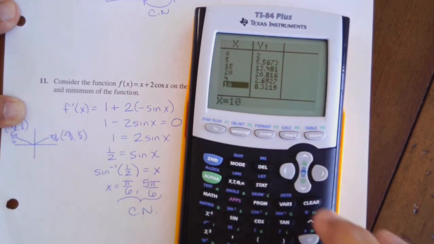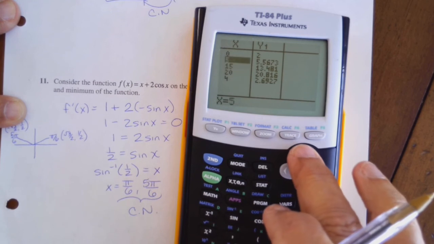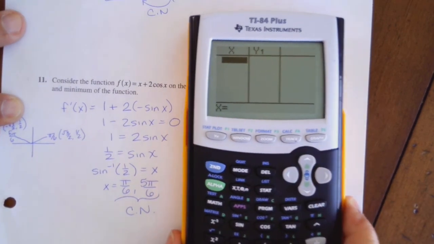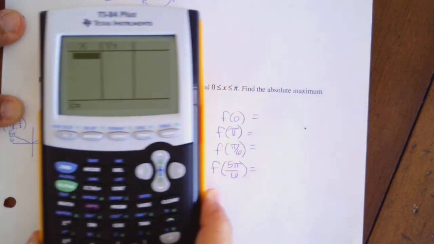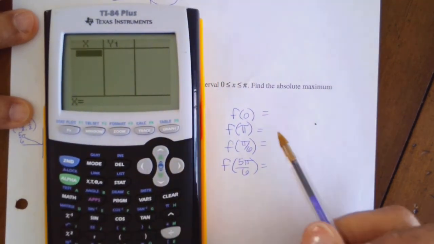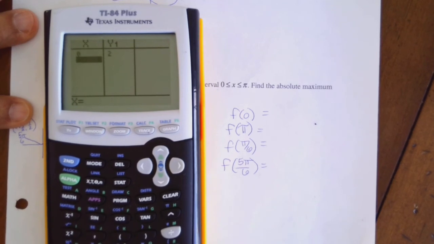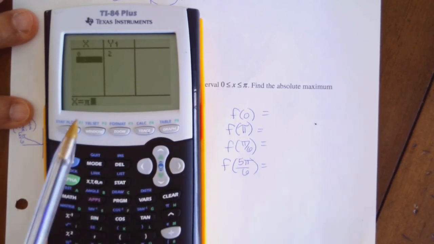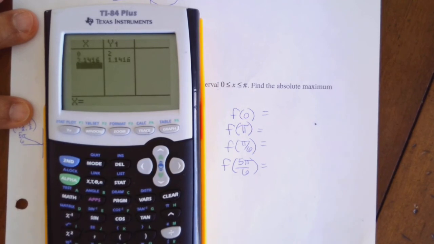Why is that not going away? There we go. All right, I cleared all those out. So I'm going to put in, stick that over here, 0. Okay, I'm going to put in pi. I just put in pi, it'll change it to a decimal when I hit enter.